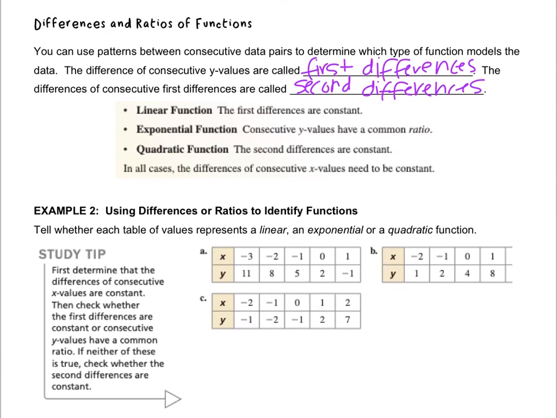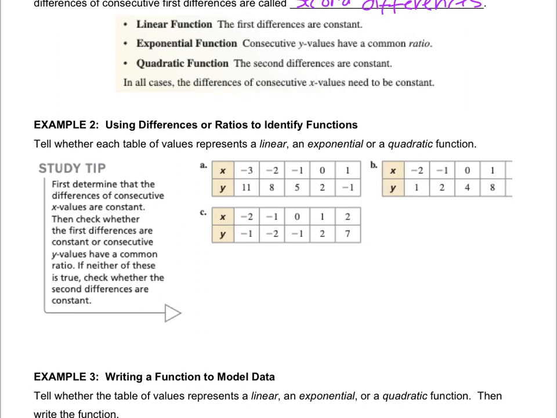So let's look at what makes a table linear, quadratic, or exponential. In letter A, first, we look at the x values and we make sure that they're constant. And in all the cases, the x values have a constant pattern. So now I can look at the y's. So in letter A, this is minus 3. This is minus 3. So you can see it went down by 3 every time. Since it's a constant subtraction, letter A is linear.